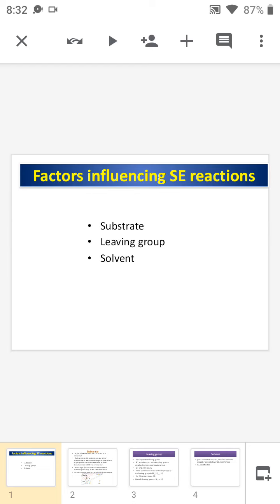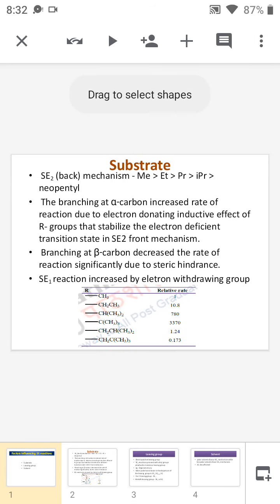Good evening, everybody. Today we will discuss the factors which affect the electrophilic substitution reaction. There are three factors which affect the electrophilic substitution reaction. First one is substrate, second one is the leaving group, third one is the nature of the solvent used for the chemical reaction. So first of all, we are moving into the first factor, that is the substrate.